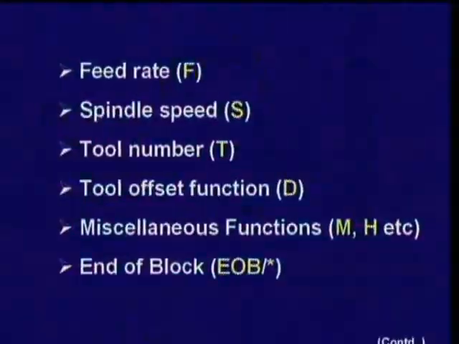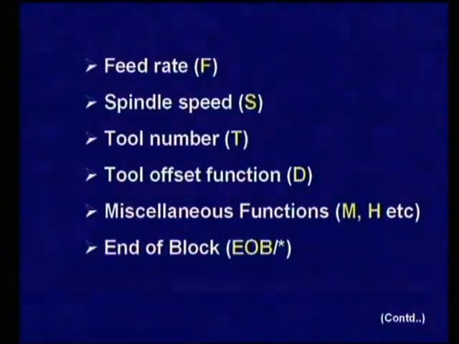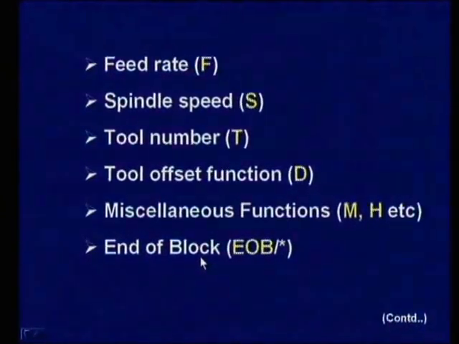Next is the tool offset word, denoted with D. In the last class we dealt with compensation. Some compensation is to be provided for diameter or for length. These compensations are specified along with the D word. Next are miscellaneous functions M and H. Next is end of block. Whenever you denote EOB, it is an end of block. That means that the execution of that particular block is over. Now we will go to the next slide.